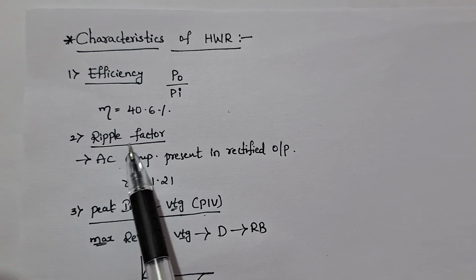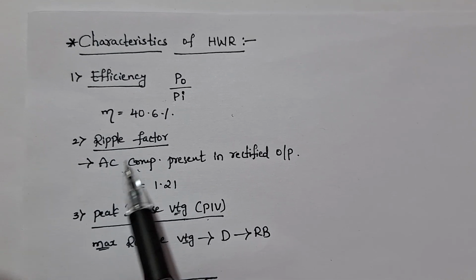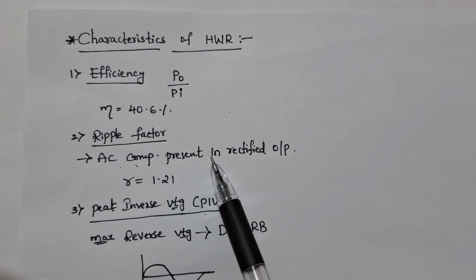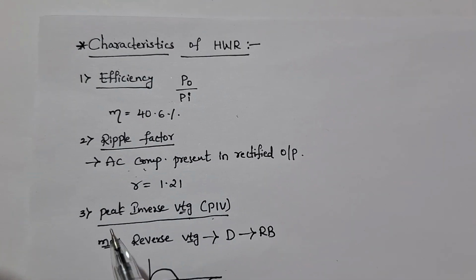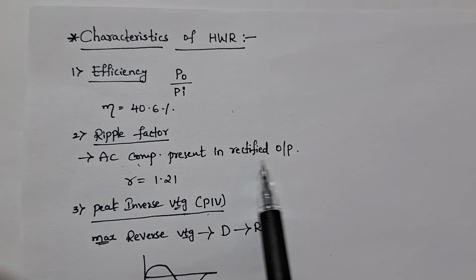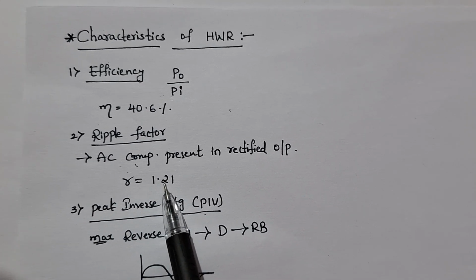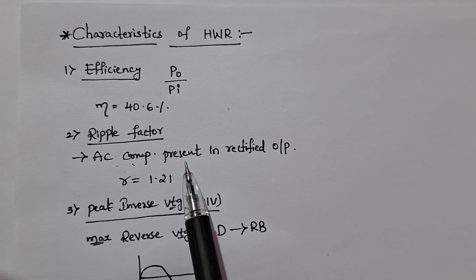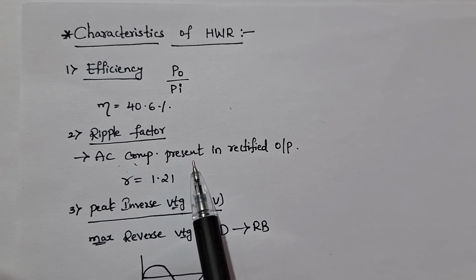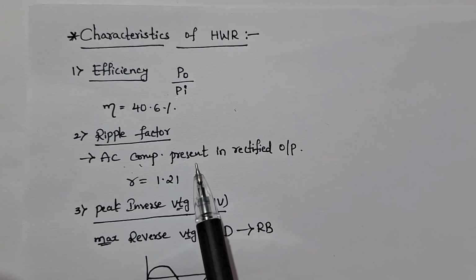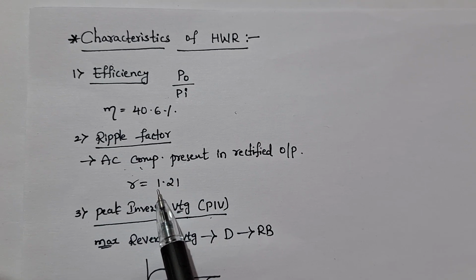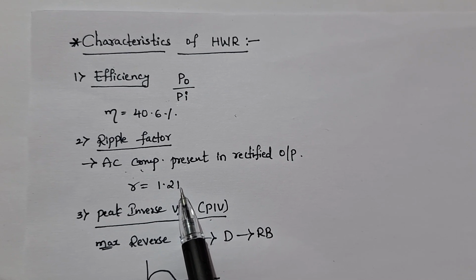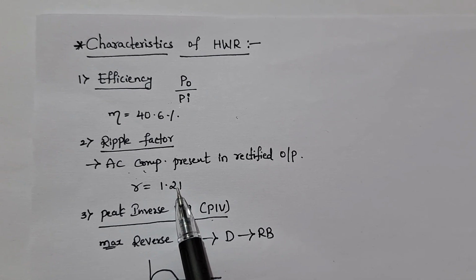Next, the second one is the ripple factor. We can define ripple factor as the amount of AC component present in the rectified voltage. After rectification, there will be some amount of AC component that will be present, that is known as the ripple factor. The ripple factor for a half wave rectifier is gamma equal to 1.21. This means for each DC there will be 1.21 times AC component.